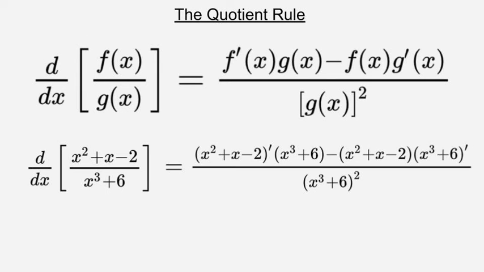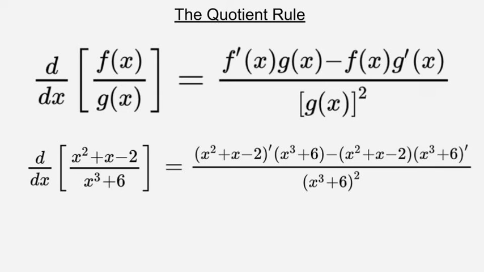And so just following the rule above, we're going to take the derivative of the numerator, which is the derivative of x squared plus x minus 2, and then just multiply that by the denominator left alone, and so that's x cubed plus 6, and then subtract just the numerator left alone, which is x squared plus x minus 2, and then multiply that by the derivative of x cubed plus 6. And all of that is being divided by the denominator squared, and so that's x cubed plus 6 squared.